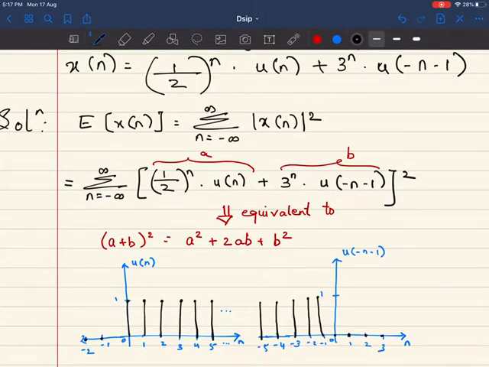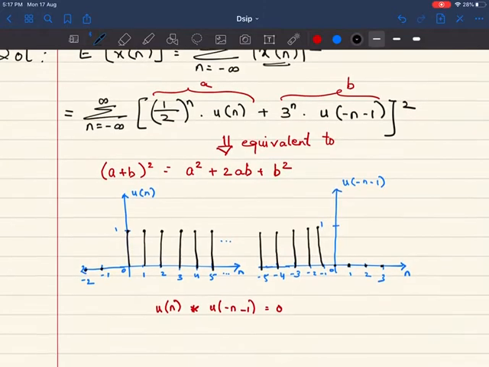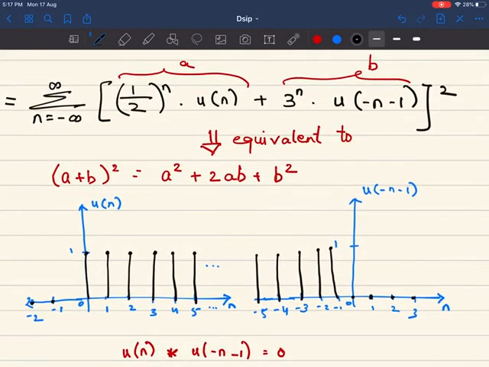We will have to write the formula for energy first. So, energy of x of n is given by the summation of n equal to minus infinity to infinity of |x(n)| the whole square. Now, instead of x of n over here, we will replace it with the term that is given in the question. So, that is what I have done in the next step. Okay, so I have replaced the entire term that was given in the question in place of x of n.